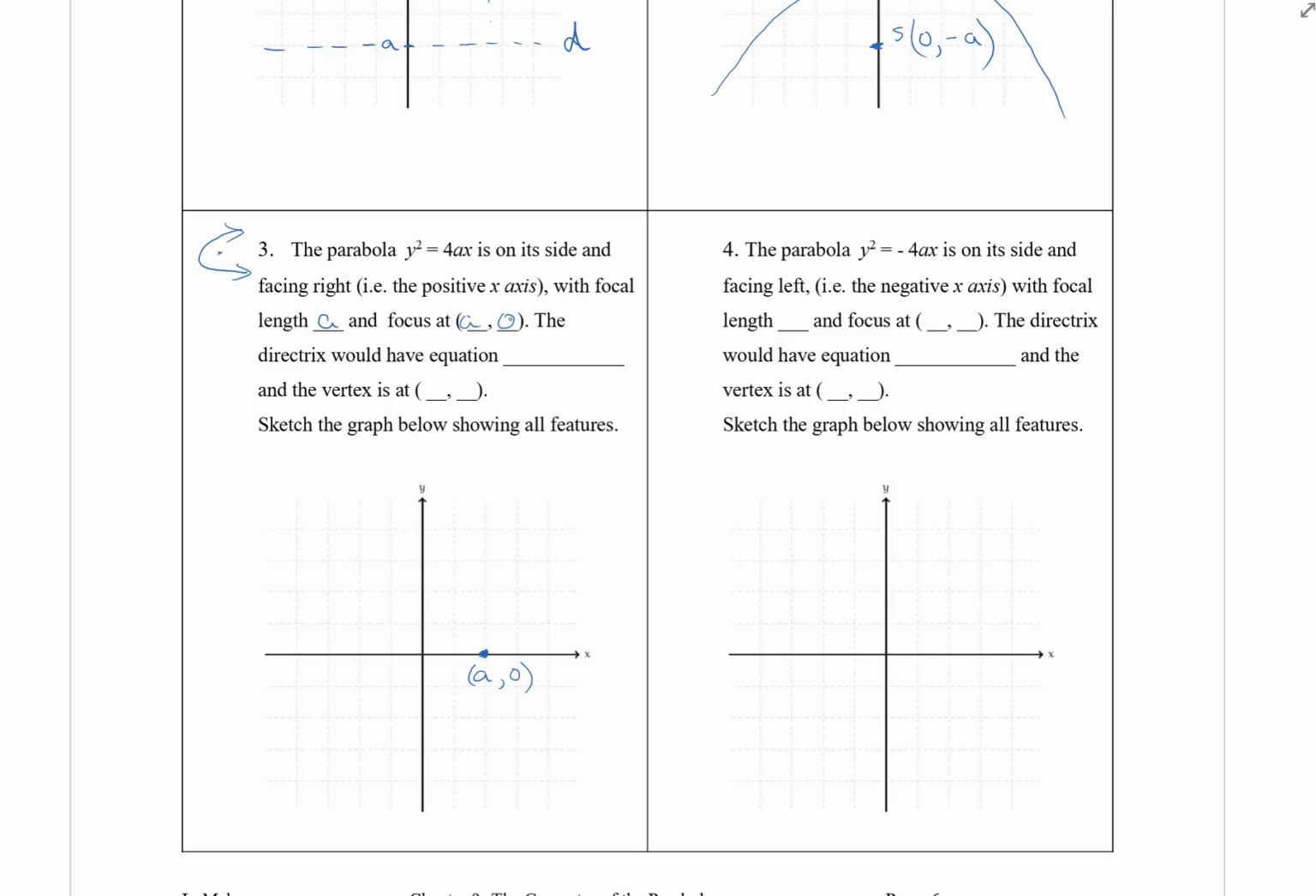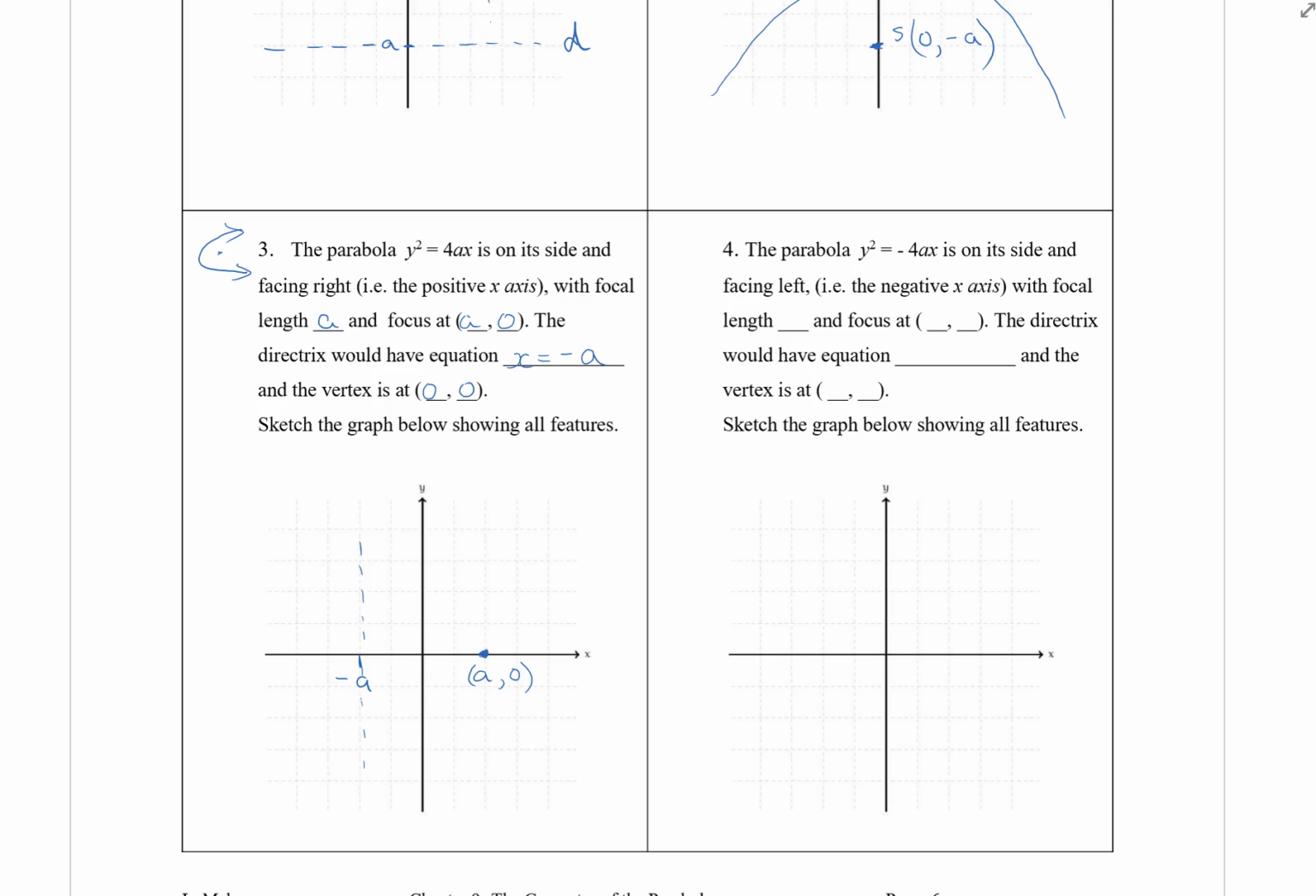The directrix would have equation now. How do we write the equation of a vertical line? Well, hopefully it's not a problem to you. You know that the equations of vertical lines are x is equal to, and in this case it will be minus a. The vertex is still at (0, 0). We're yet to see how to alter the equation when the vertex moves.